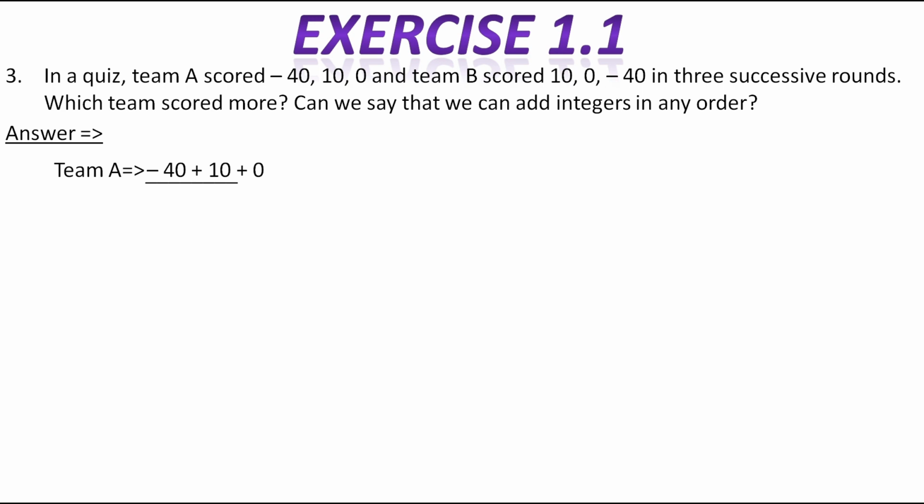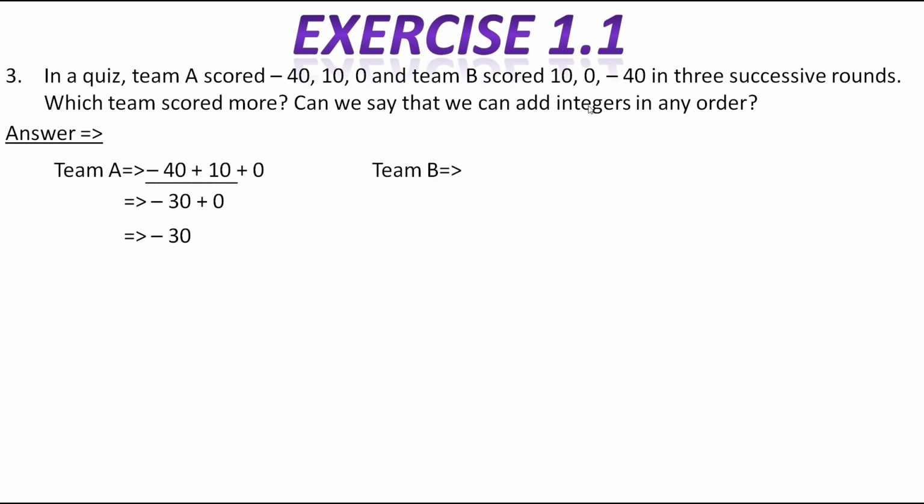40 minus 10 is 30 with a negative sign, because here 40 is having a minus sign, and this 0 will come again. Now minus 30 plus 0 is minus 30 only. Okay, now let's find the score of team B.